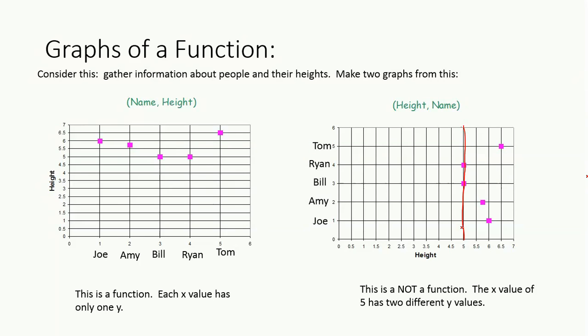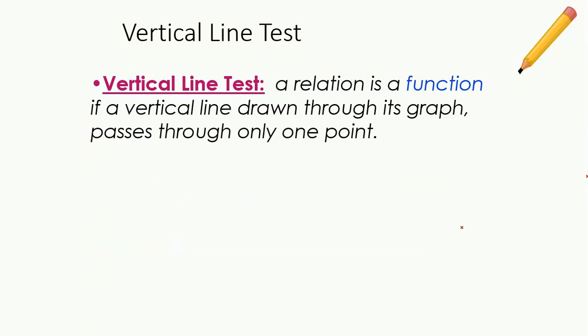Well, this helps us figure out, if I have a graph, is it a function or not? And it's called the vertical line test. You may have heard this before. The vertical line test basically tells me a relation is a function if a vertical line drawn through its graph passes through only one point. So if it passes the vertical line test, I'm only going to hit the function once.